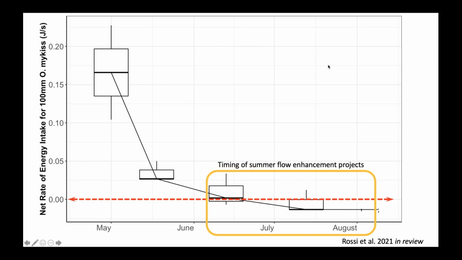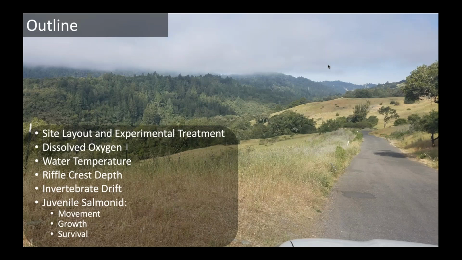So what I'll talk about today is our work on Porter Creek, the site layout and experimental treatment. I'll talk about how we then observed effects from augmentation on dissolved oxygen, water temperature, riffle crest depth, invertebrate drift, and some effects on juvenile salmonids, particularly their movement between pools and through the stream channel, their growth and survival.